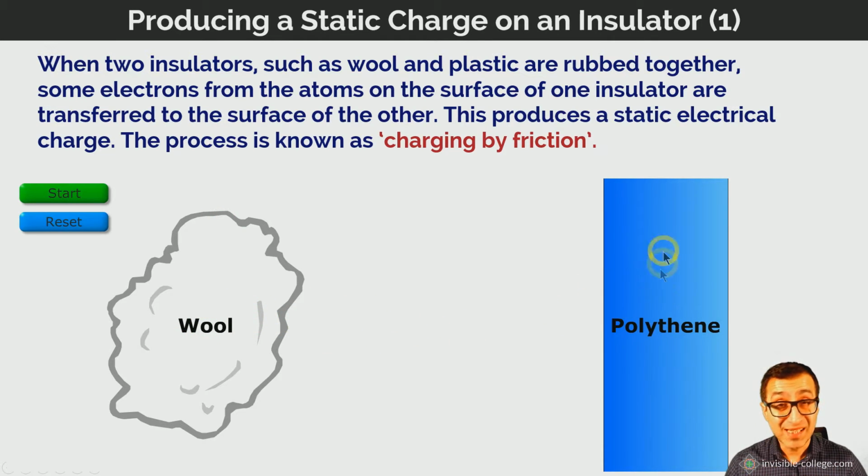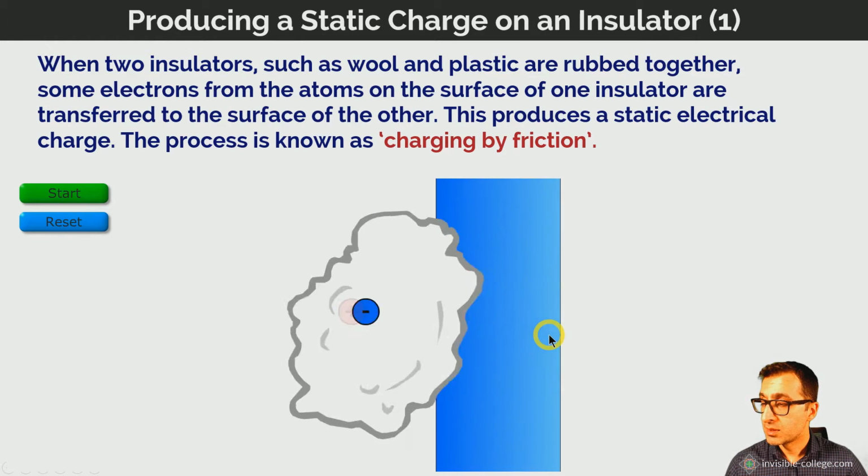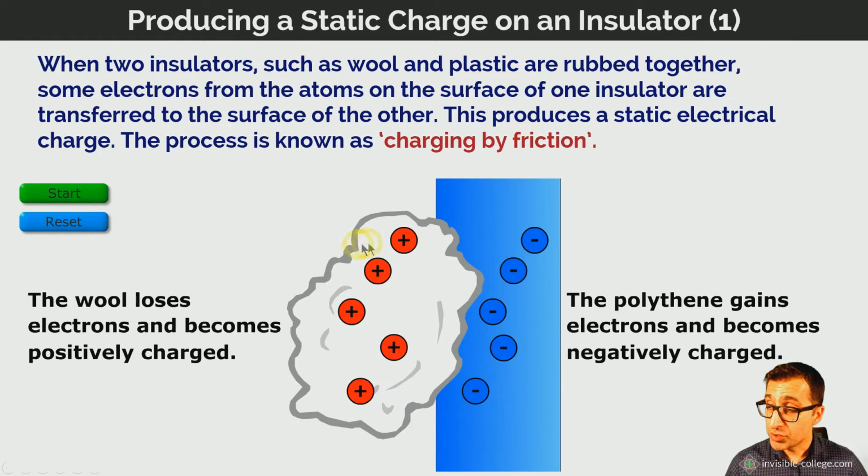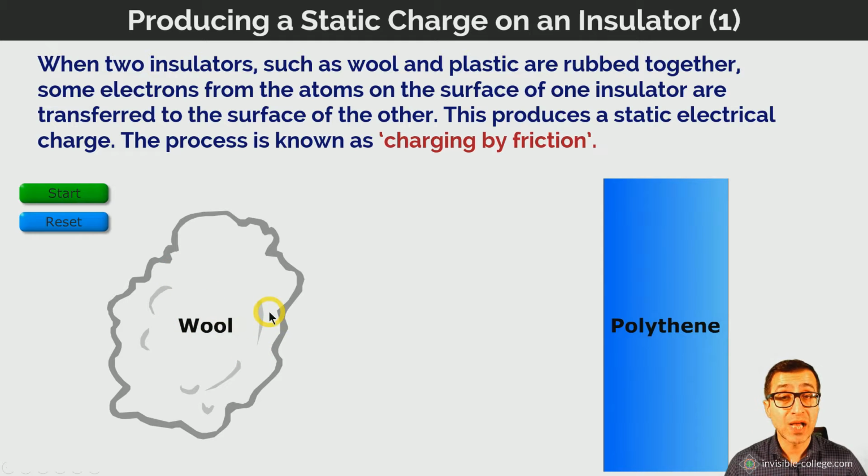But if we then rub these together, what can happen is the electrons from one piece of material, from one insulator, because of the friction between the two surfaces, can be stripped off and move over to the other piece of material, the other insulator. But remember, all atoms start off electrically neutral. So before we started, the atoms in the wool had exactly as many electrons as they had protons, and so the positive and the negative charges cancelled each other out, so you have an electrically neutral piece of material here.